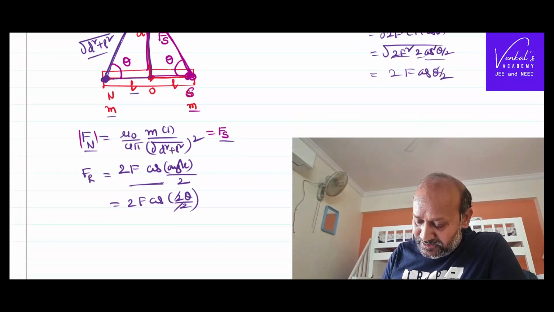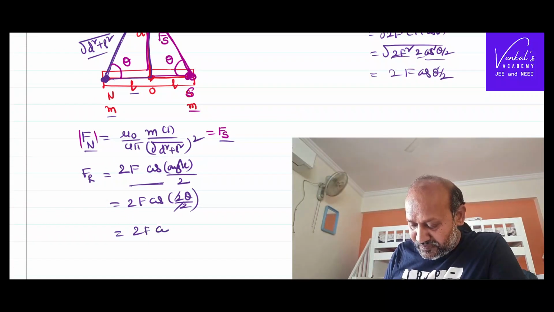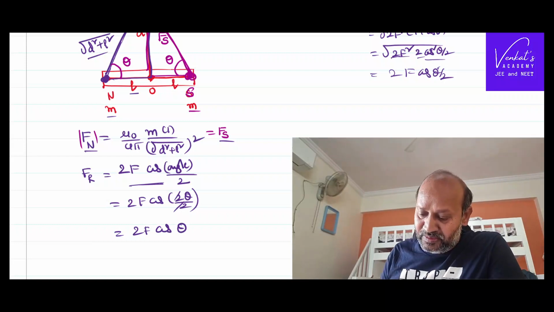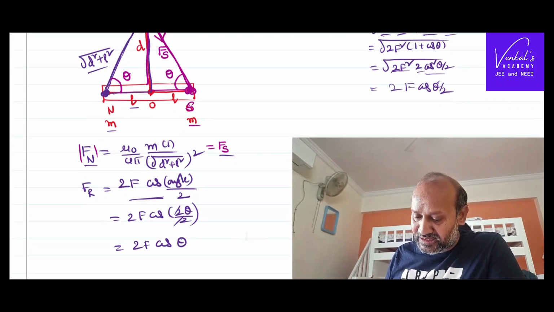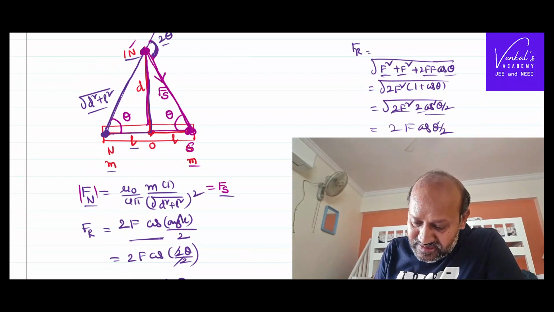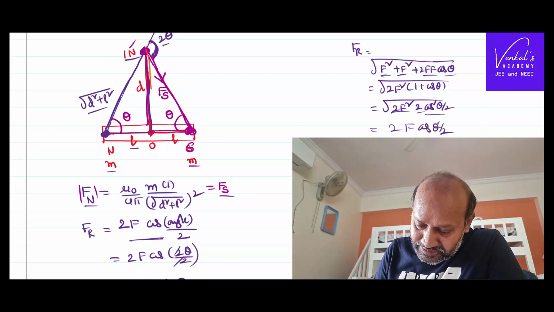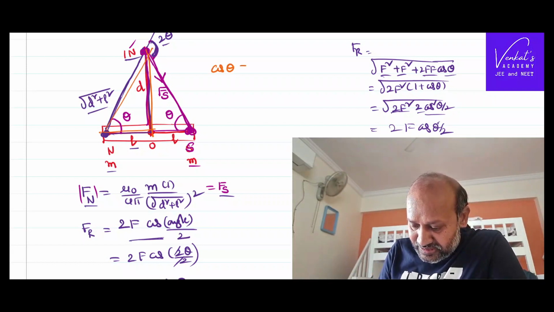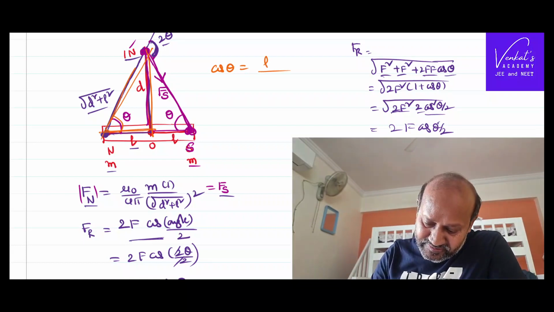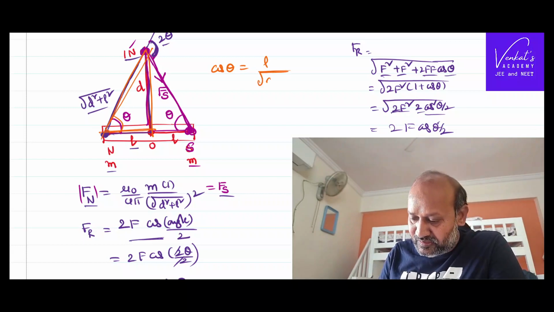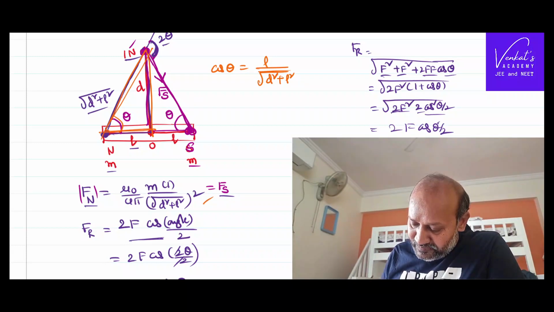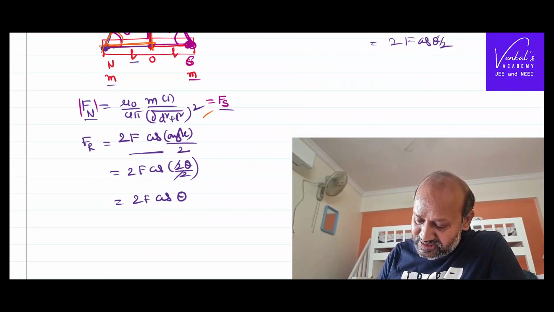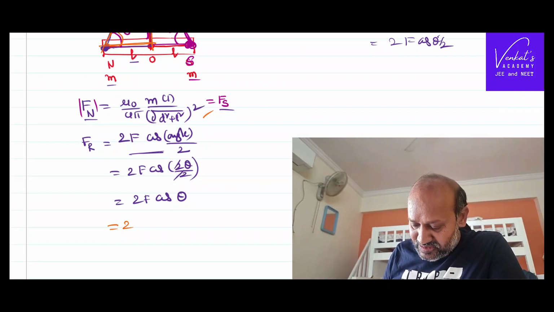So the resultant will be 2F cos (2 theta by 2), so your answer will be 2F cos theta. What's the value of that theta? I can write that theta now. Look here, this is the right angle triangle. Cos theta can be written as, for this theta, the adjacent side L by the hypotenuse, root of d square plus L square. That is cos theta. I know F, I know cos theta, so I can substitute in this formula. My answer is 2 F cos theta.